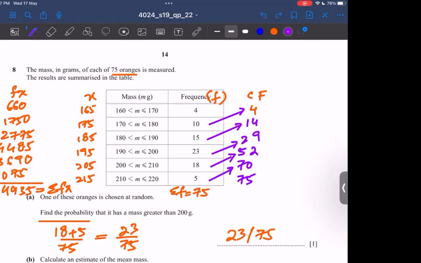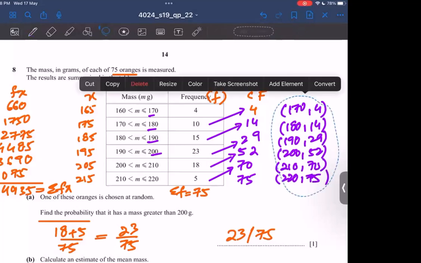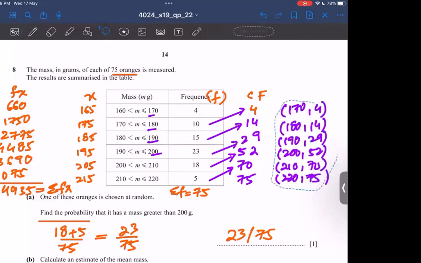So what points should I get? Upper class limit 170 is the x value, right? And the y value is the cumulative frequency value, that is 4. Upper class limit 180 and the y value is 14. Upper class limit 190 and the y value is 29. Upper class limit 200 and the y value is 52. Upper class limit 210 and the y value is 70. Upper class limit 220 and the y value is 75. So you need to plot all of these points. I'm just copying down all of these points on the next page so that I can easily plot them.